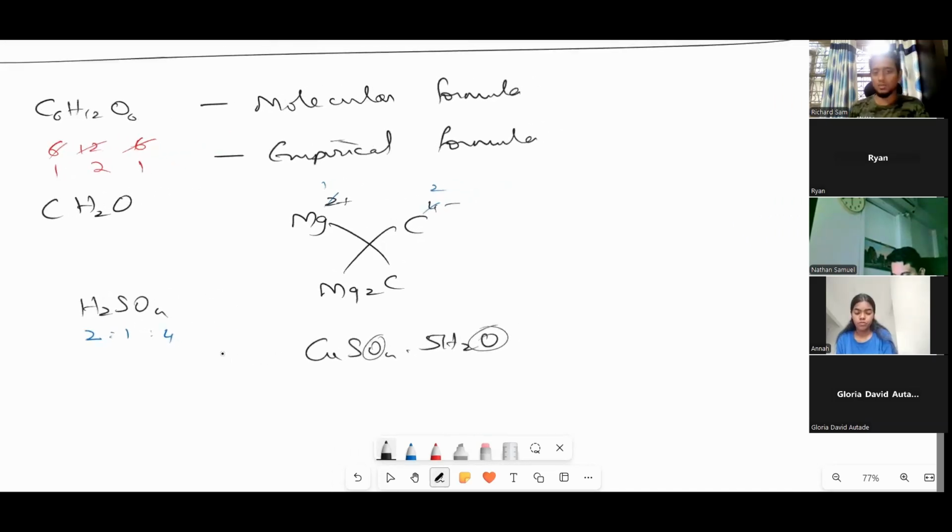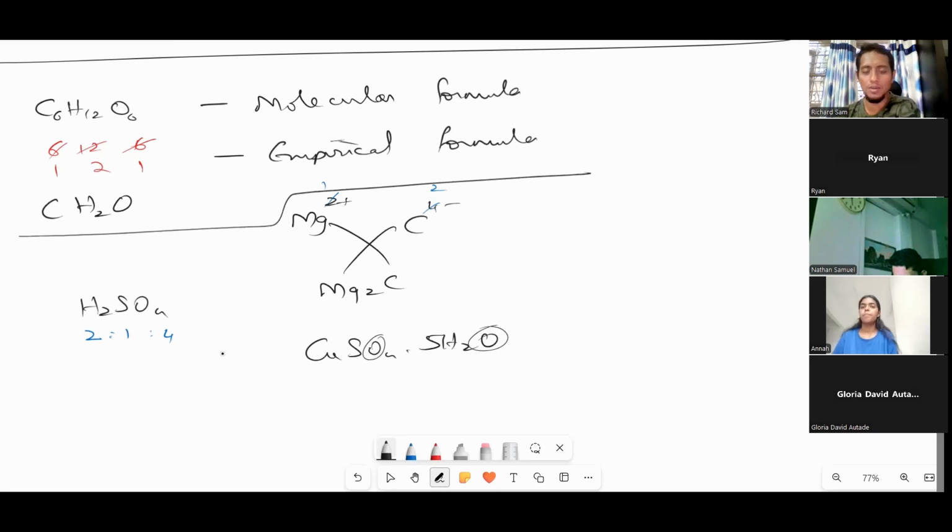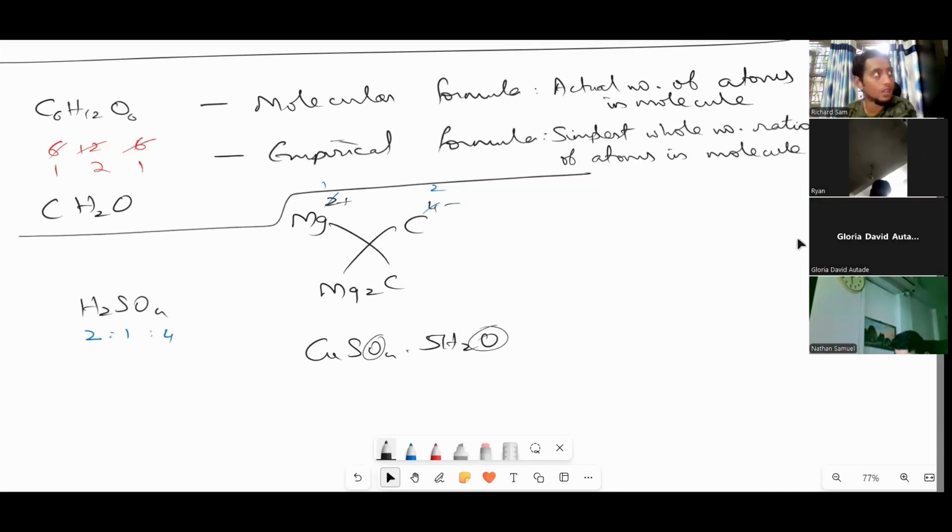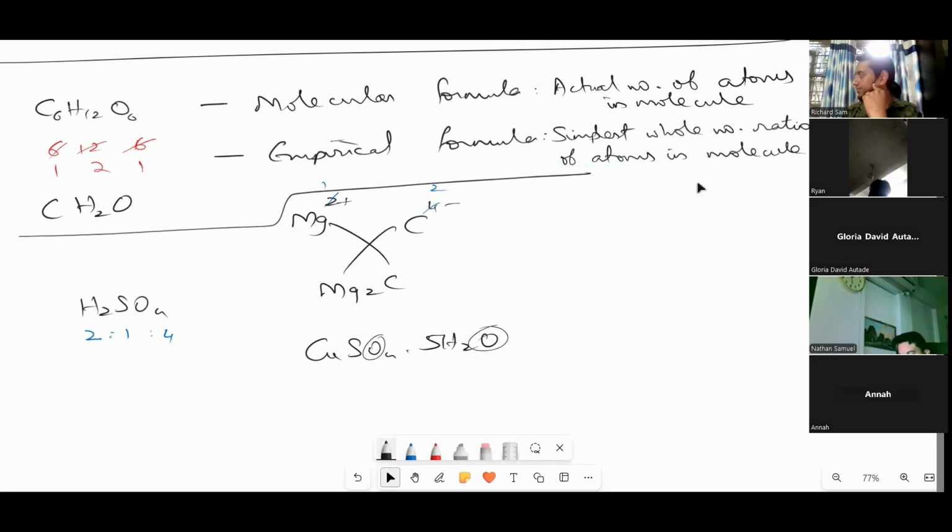How to do these sums. Okay, before that, you just write down this example of sugar and the definitions for molecular formula and empirical formula. I've written the definitions: molecular formula, actual number of atoms in a molecule. Empirical formula, simplest whole number ratio of atoms in the molecule.